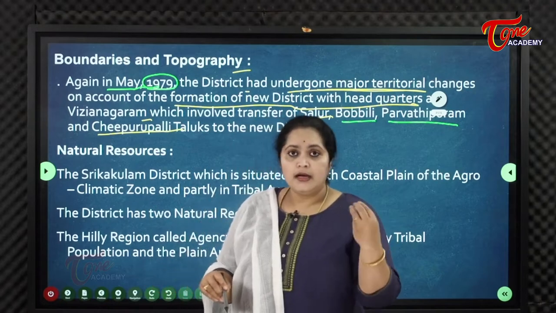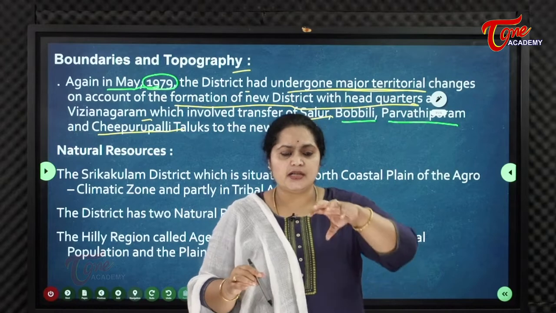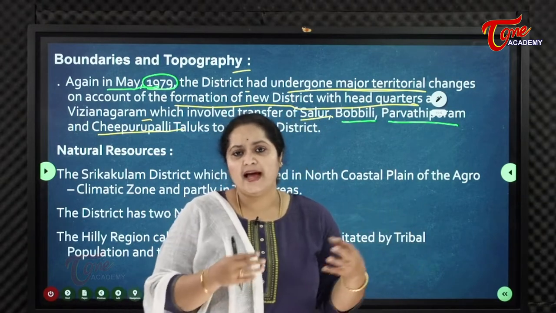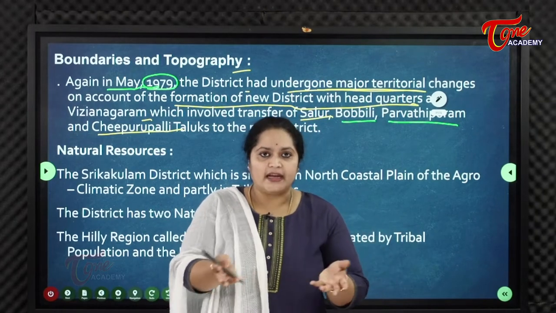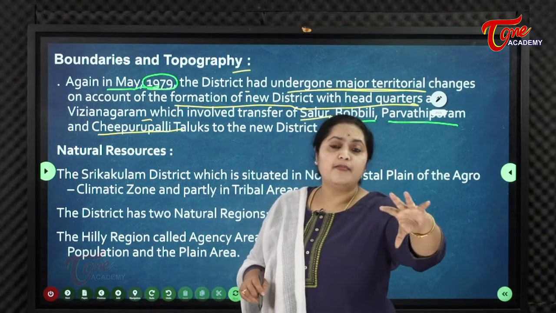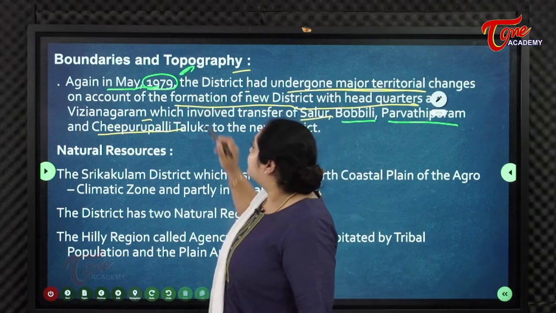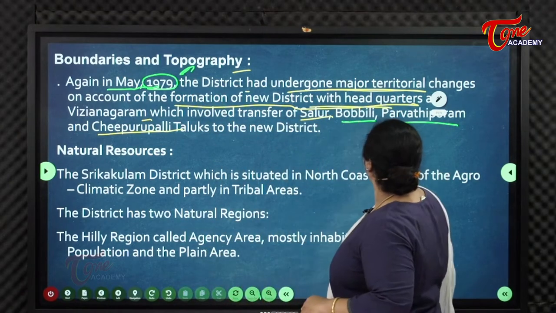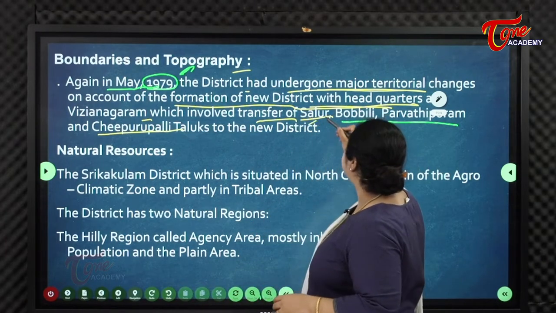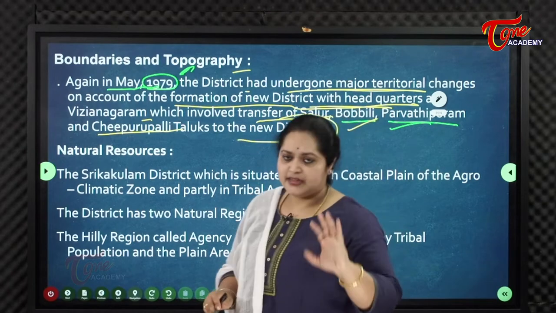Again, in 1969, it had undergone minor changes, where some villages of Saluru and Bobbili taluka were given to or taken away by Gajapati Nagaram taluka. But in 1979, with the formation of the new district called Vijayanagaram, there was a total transfer of Saluru, Bobbili, Parvathipuram and Cheeparpalli talukas to Vijayanagaram district.